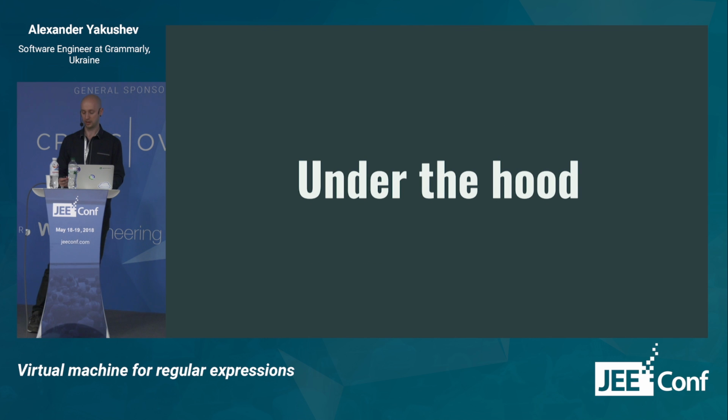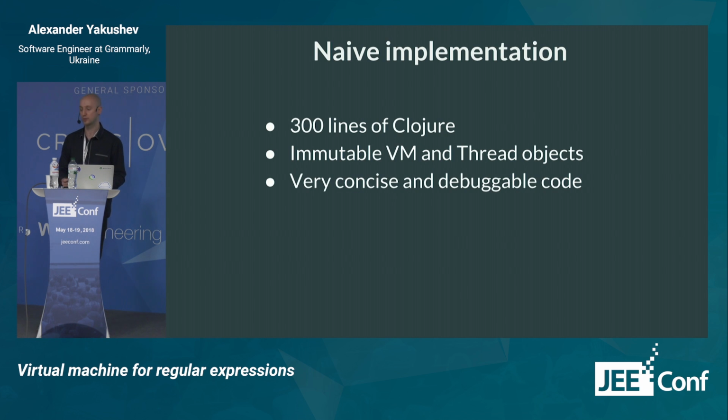Yeah. And what's exactly under the hood? The first version was written in Clojure. It was just 300 lines of code, very concise, very debuggable. All of the internal objects were immutable, so it was very easy to debug, because all of the state of the virtual machine was just in one object, and whenever you did a step through, it returned another immutable object. You can save it for future debugging. You can just inspect it and not worry that it will change underneath you.